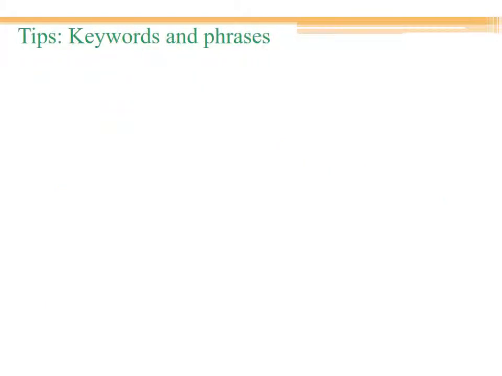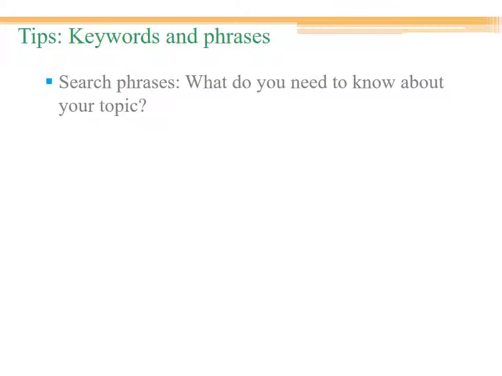I'd like to give you a couple more tips on how to create search terms in your literature search. When creating your search phrases, you should ask yourself, what do you need to know about your topic? So for the topic that you've been studying this semester, what do you need to know in order to study it and in order to write about it?